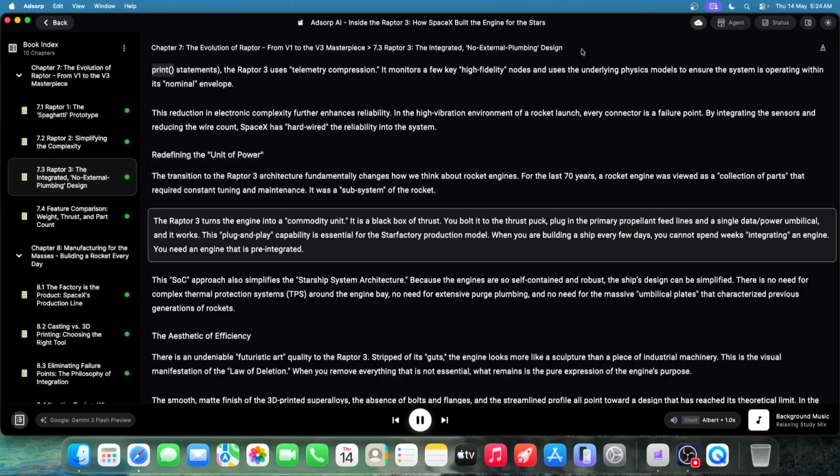You bolt it to the thrust puck, plug in the primary propellant feed lines and a single data or power umbilical, and it works. This plug-and-play capability is essential for the Star Factory production model. When you are building a ship every few days, you cannot spend weeks integrating an engine. You need an engine that is pre-integrated.